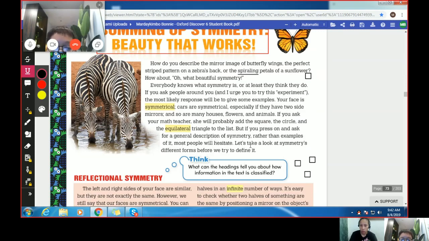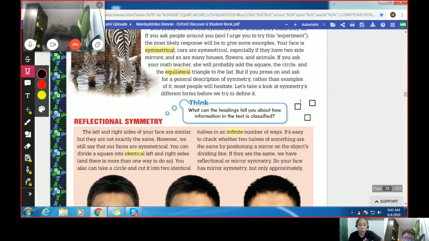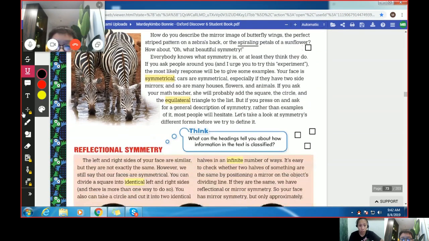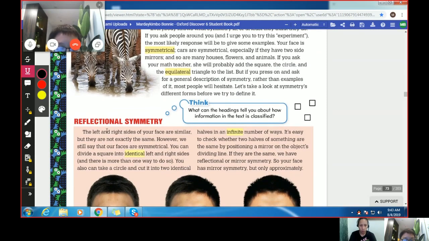Let's take a look at symmetry's different forms before we try to define it. Okay, very good. Thank you. So now this morning we will learn about different forms of symmetry, starting from reflectional symmetry. The left and right sides of your face are similar, but they are not exactly the same. However, we can still say that our faces are symmetrical.